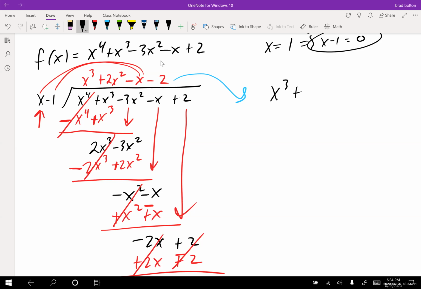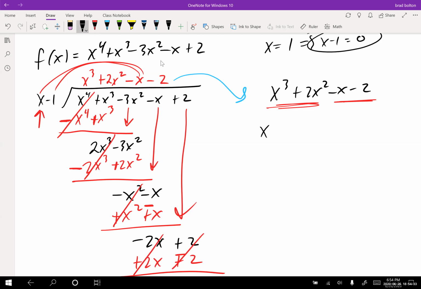X cubed plus 2x squared minus x minus 2. Okay, so now we have this. So we can either try to use another 0 and do long division again, or if we'd like, we could try factoring. So I'm going to try factor by grouping since there's 4 terms, right?